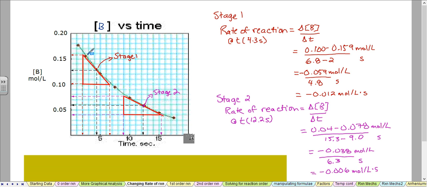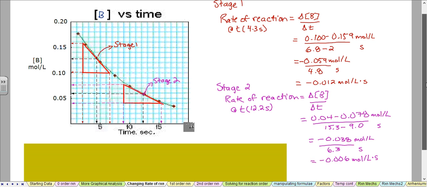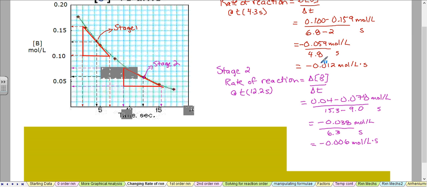So what I've done is I've broken this up into two stages, stage 1 and stage 2, and I determined my instantaneous rate of reaction at 4.3 seconds and then again at 12.2 seconds. So I put in my change in concentration over my change in time, and of course, because my concentration is going down, I'm going to get negative values. Initially it's 0.012 moles per liter per second, which is pretty fast, and then notice how drastically it drops. About 8 seconds later it's down to a much lower rate of reaction.